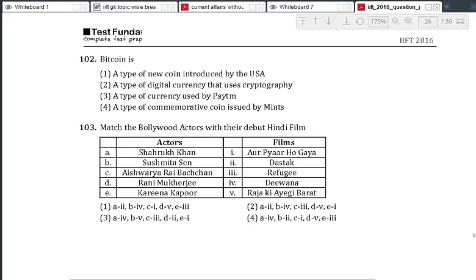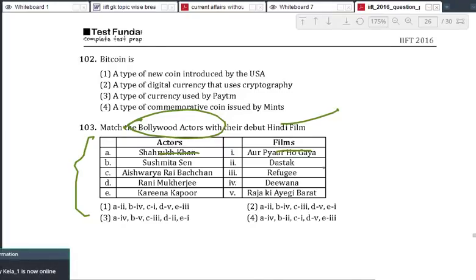And then you have this kind of Bollywood question. This is the first time we had something coming from the entertainment part. And look at these actors and their debut films. If you are a big Bollywood fan, I think you can manage this as well. So if I go through the entire paper, do you feel that getting 4 marks, getting 2 marks was a difficult task?